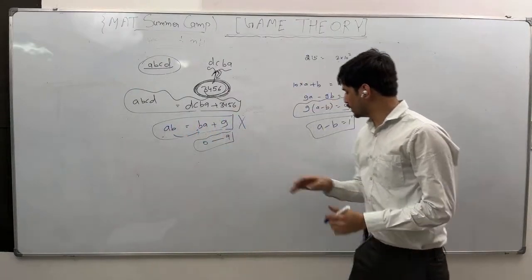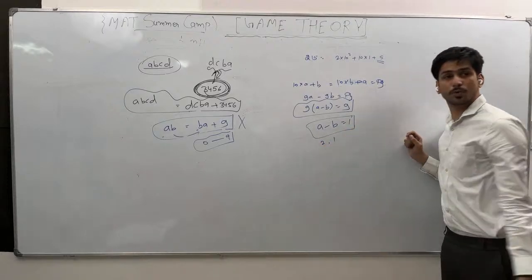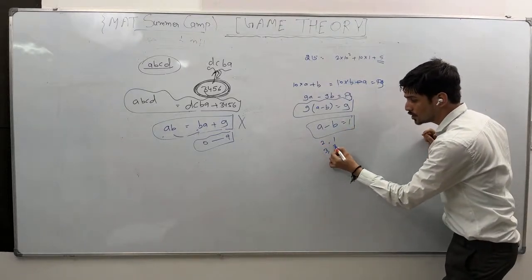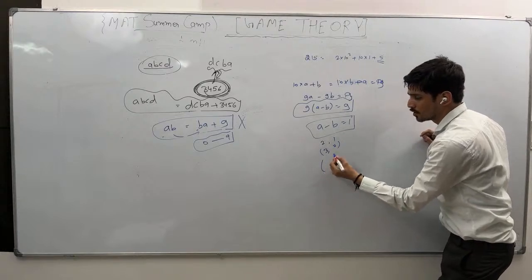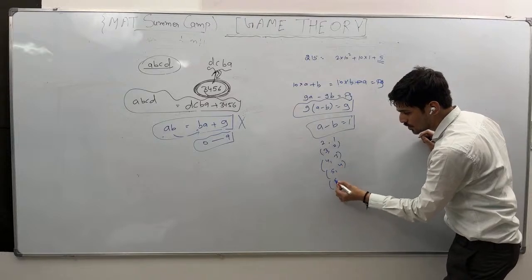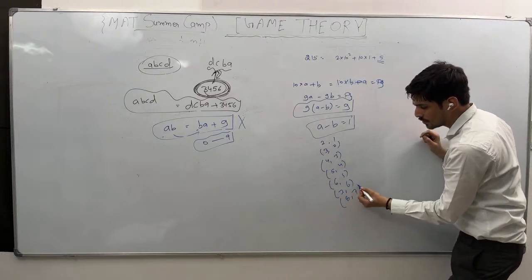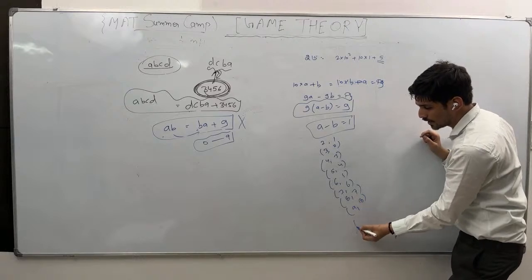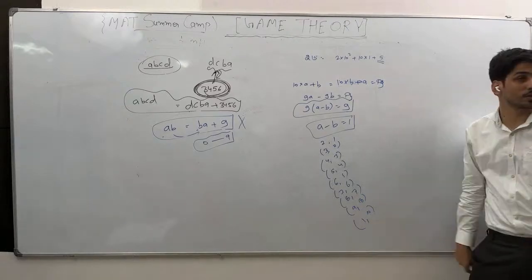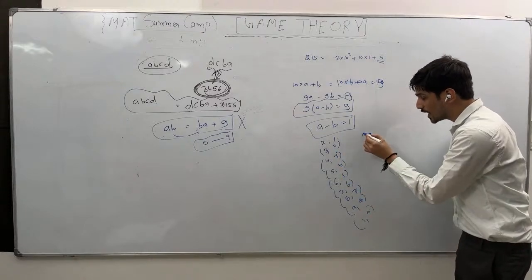Possible values of A and B. Here the difference is A minus B equals 1. So first of all, 2 and 1 is possible. 3, 2 is possible. Then 4, 3 is possible. 5, 4 is possible. 6, 5. Then 7, 6. 8, 7 and 9, 8. And one more, 1, 0 is also possible. So 1, 2, 3, 4, 5, 6, 7, 8, 9. So there are 9 such numbers.